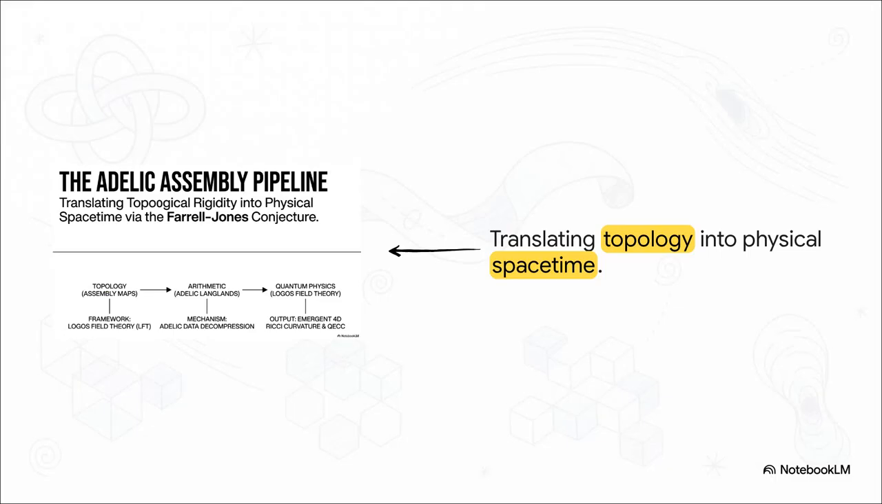Think of this entire pipeline not as static gluing, but as an active process. We're moving from assembly maps in pure topology, passing those maps through Adelic data decompression, which acts as our arithmetic engine, and outputting emergent 4D Ricci curvature. It is an active, physical data decompression of the universe's geometry.